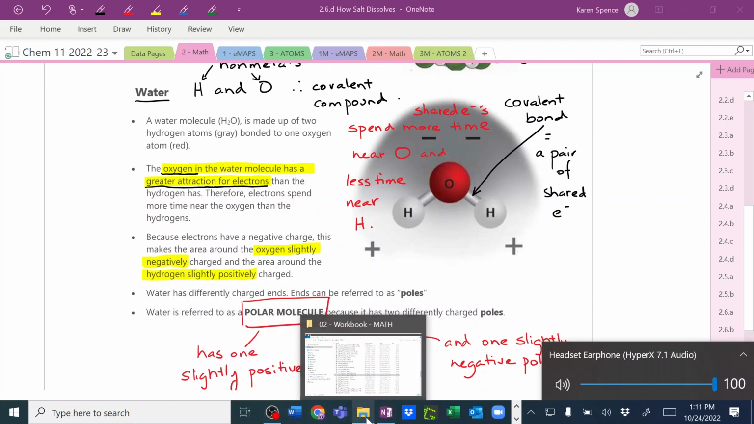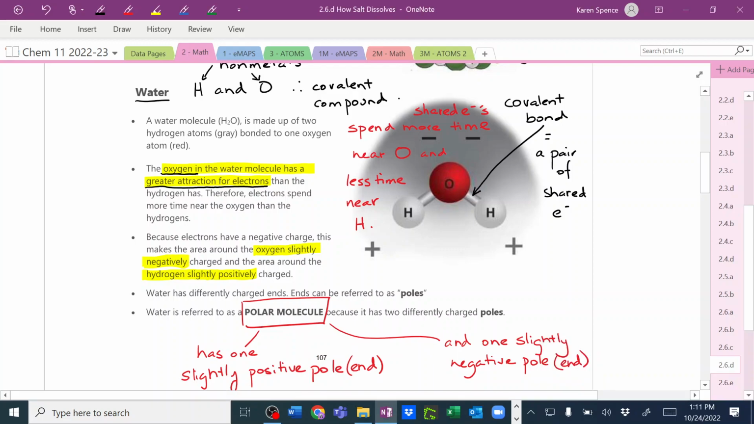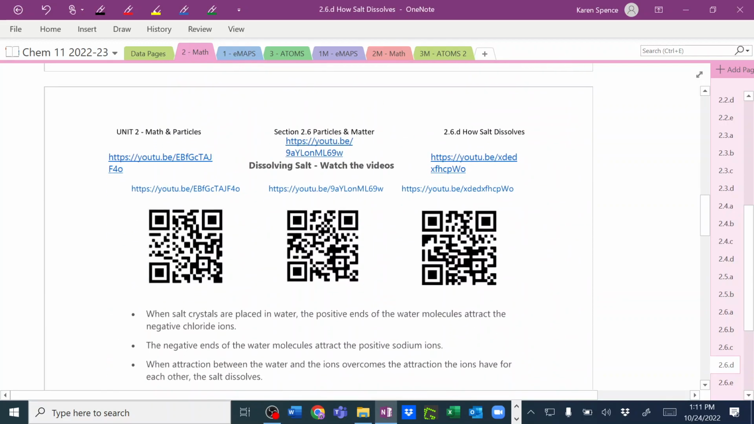Okay, and we are going to go here, and we're going to watch 3 videos about the dissolving of salt. Each of them is very short. I couldn't decide which one was best, so I picked all 3 because they are really short. We're going to watch all 3, but they're super short, maybe a minute or 2 minutes.